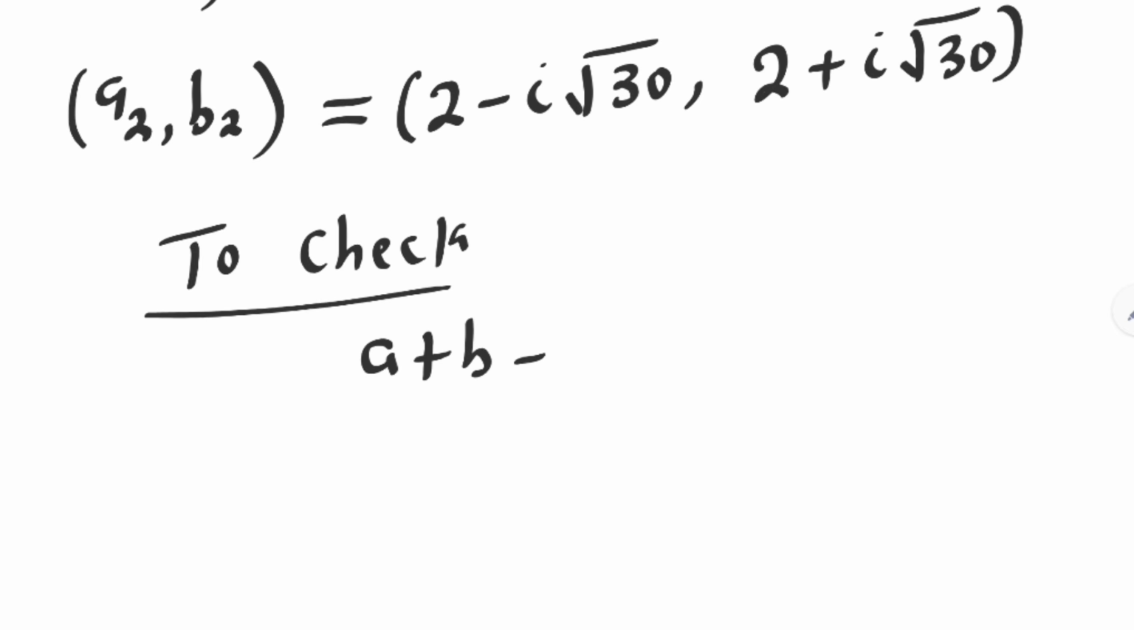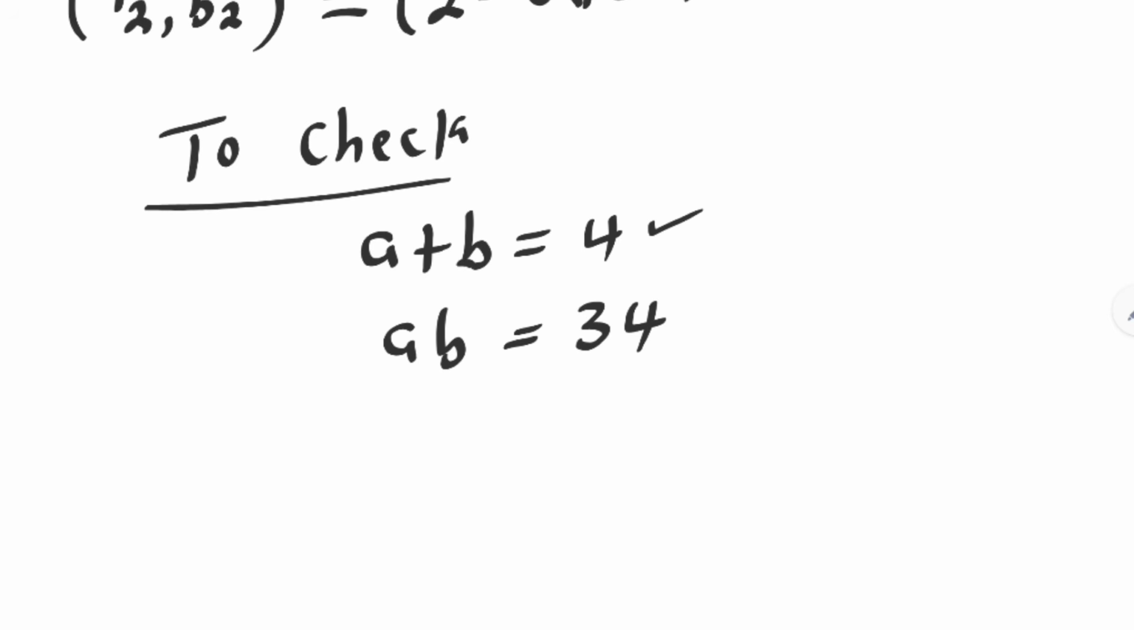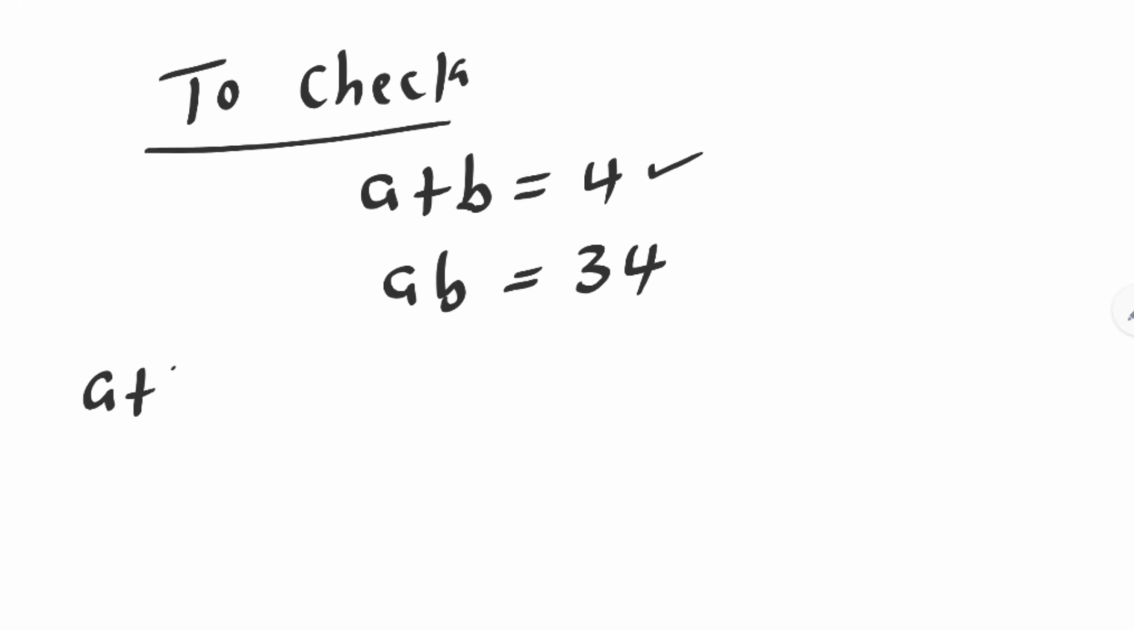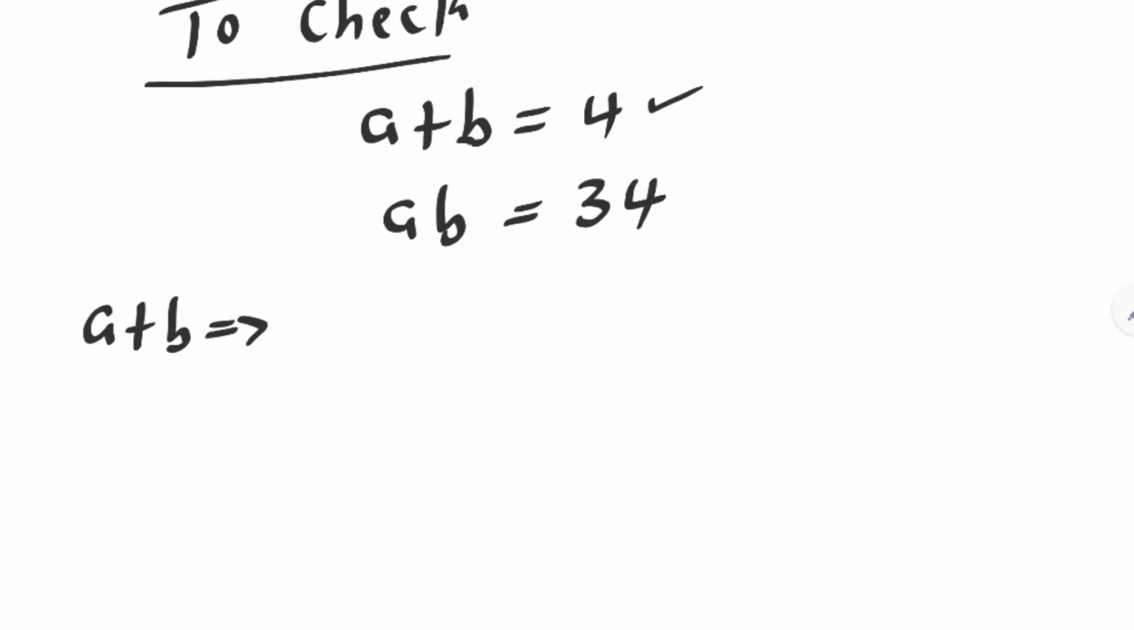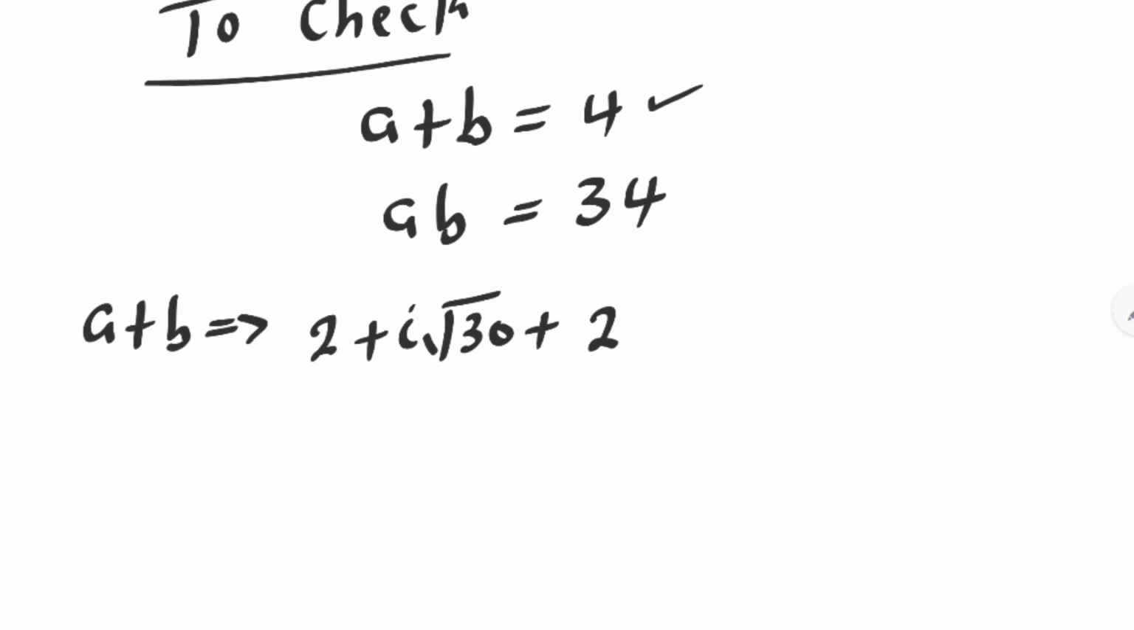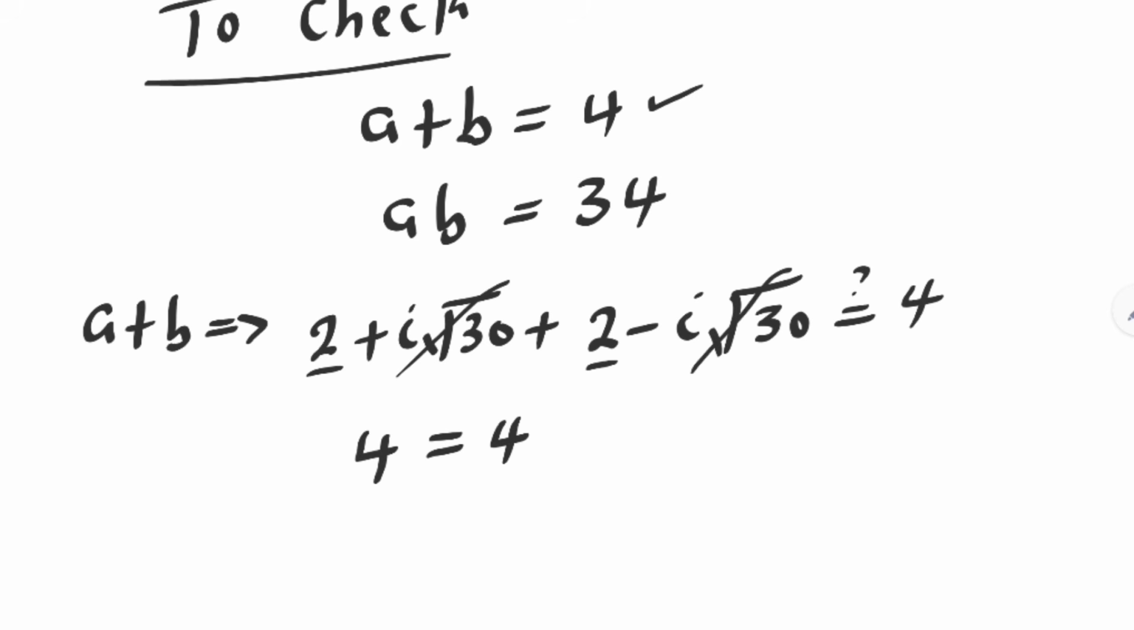A plus B is equal to 4. AB is equal to 34. Let us consider this. A plus B, this can be written as 2 plus I square root of 30 plus 2 minus I square root of 30 must be equal to 4. This cancels this. 2 plus 2, this is 4, is equal to 4, which is true.